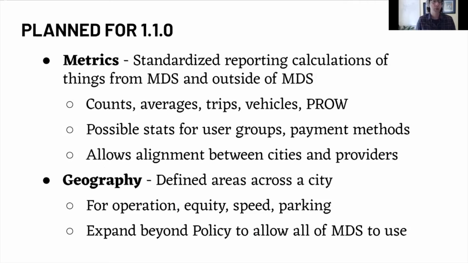So for things that are currently planned for 1.1, we have this idea of metrics. So a way to get aggregated, rolled up, standardized reporting calculations of things within MDS, like counts of vehicles, averages, number of trips taken, number of vehicles out, things that are in the public right of way, et cetera. And then even some other data that is outside of MDS, like potentially stats for certain groups of users, like counts of users that may participate in a discounted program based on low income or status or something like that.